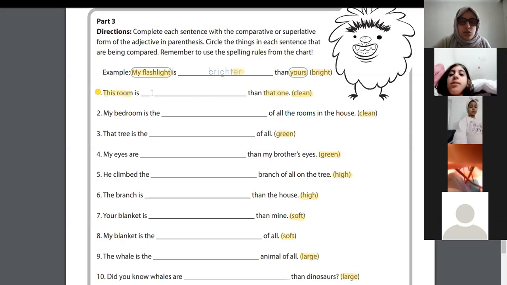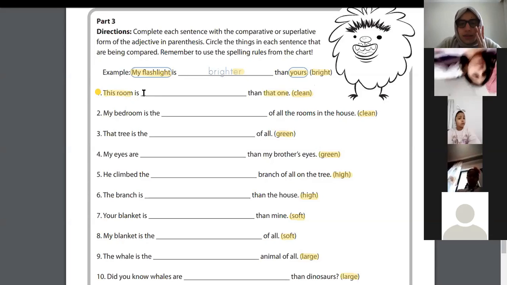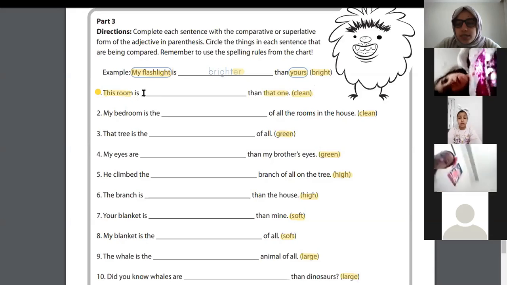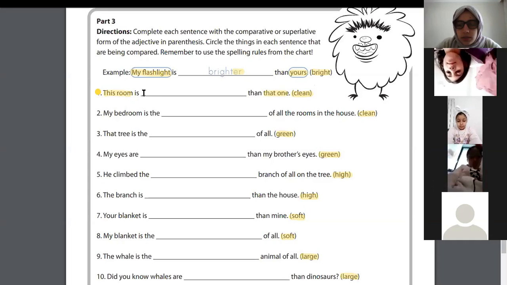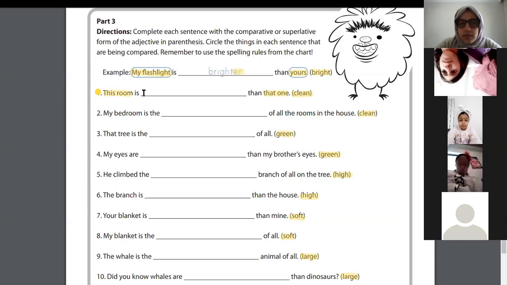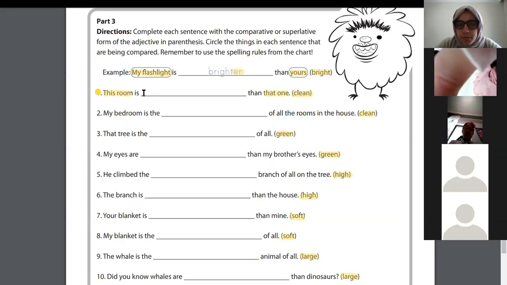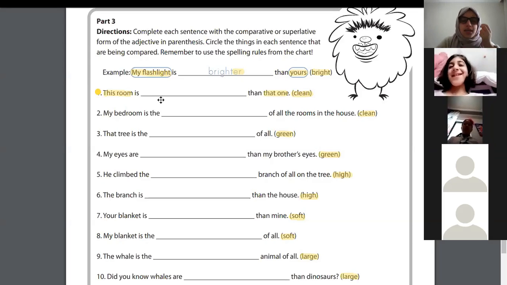Do you need to add ER or EST? No. I'm comparing between this room and that room. I'm comparing only between two things. Can you hear me now? Yes. So do I need to add ER or EST? ER. Good job. And how do I say clean after I add ER?